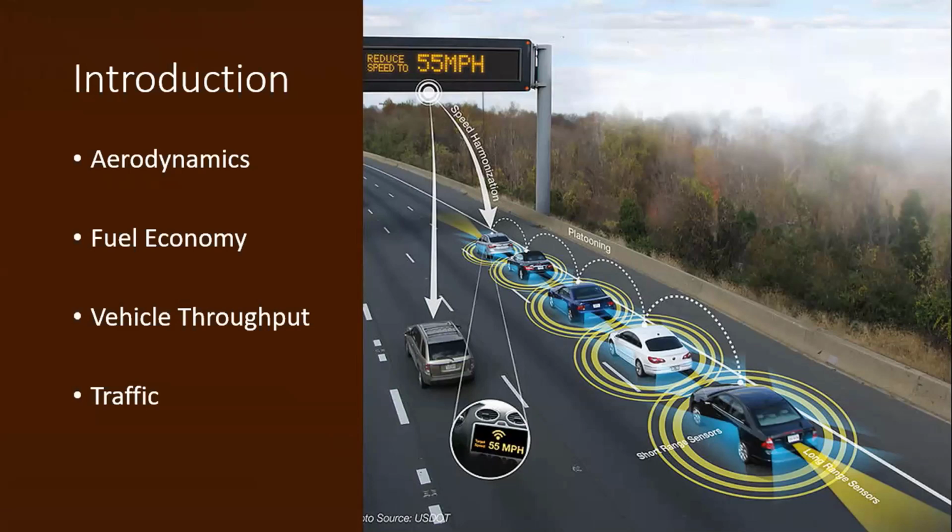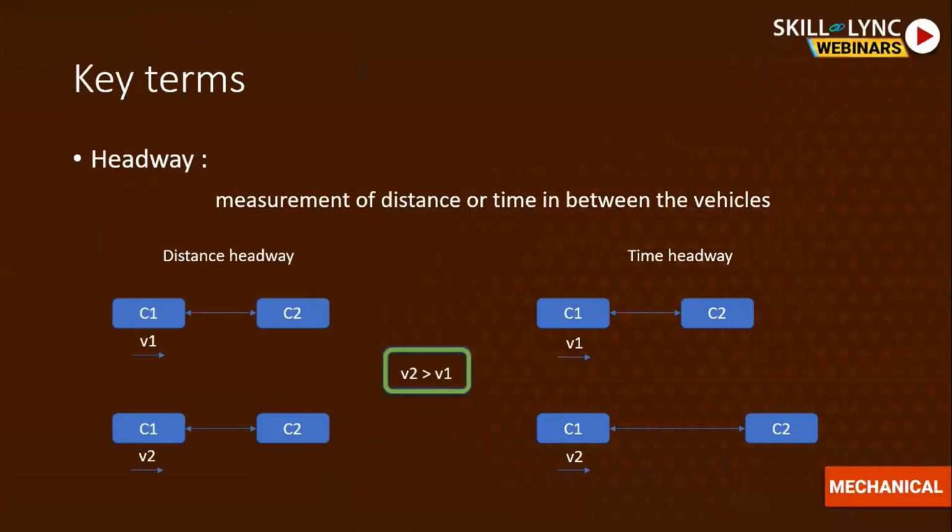Now, apart from that, as we know, computers have a way faster reaction time when compared to humans. So in that case, there is a huge chance that the traffic would reduce as well. Some of the key terms that I would like you to know before I start with the presentation are these. The first one is the headway.